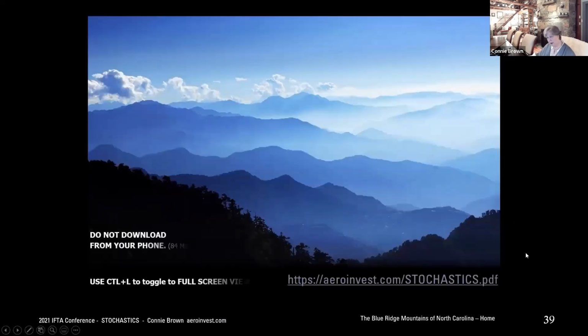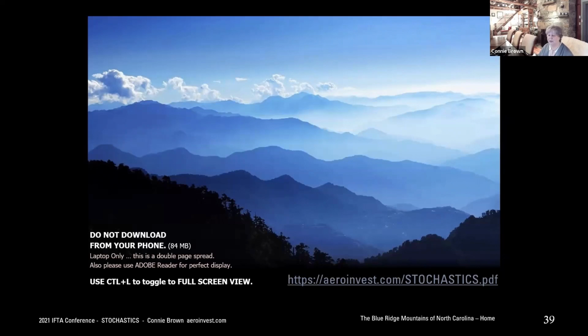So this is where I live. If you come to visit, you will see this is an untouched photo. These are the Blue Ridge Mountains of North Carolina. I'm using that because if you don't remember my presentation, you are going to remember my Blue Mountains. And hopefully some of you will come to visit.